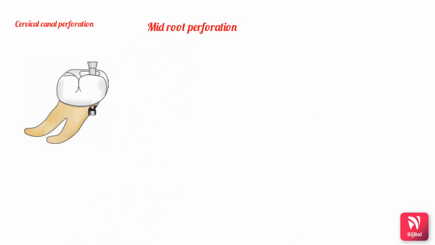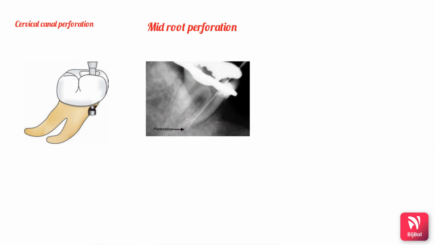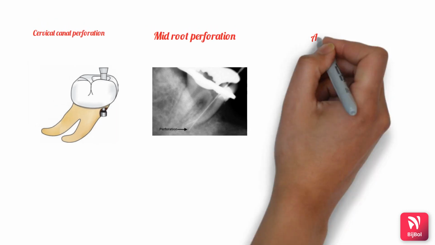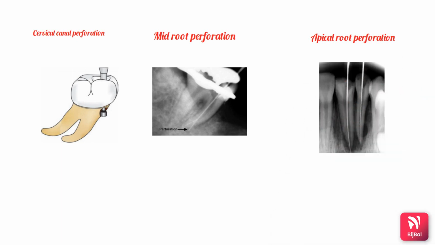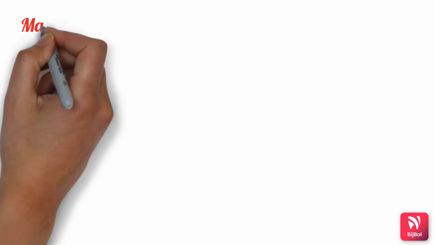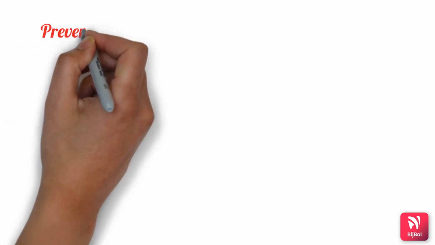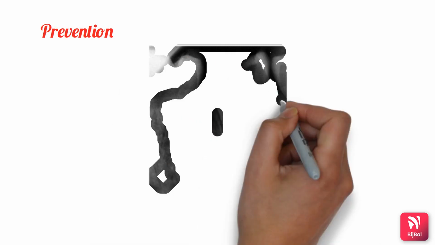And the midroot perforations occur due to over-instrumentation and over-preparation of the thin walls of the root. And the sudden appearance of bleeding is a pathognomonic feature of this perforation. And the apical root perforation occurs when the instrument goes beyond the confines of the root canal by overuse of chelating agents along straight lines or by the use of stiffer, larger instruments. And how do we manage it is that we take a radiograph and then we go for the treatment options.